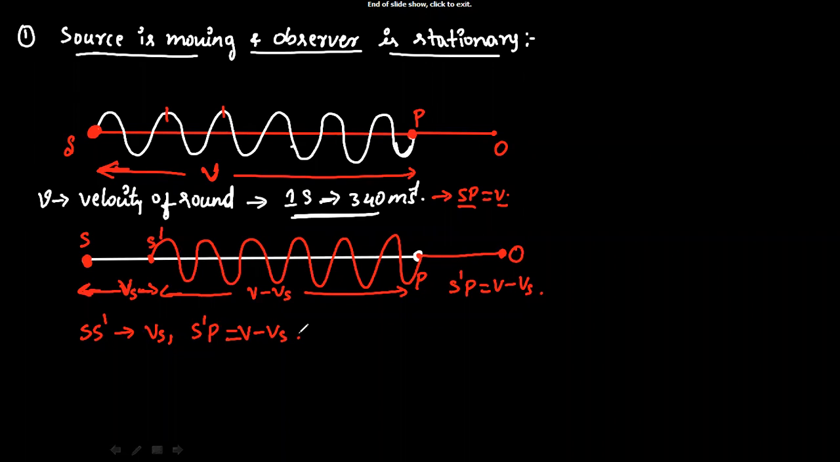Now, what will be the number of waves emitted? The number of waves emitted by this sound wave is the same, but their wavelength and frequency values change. The number of waves here is the same as there, but the frequency changes. Okay? So that is the condition.